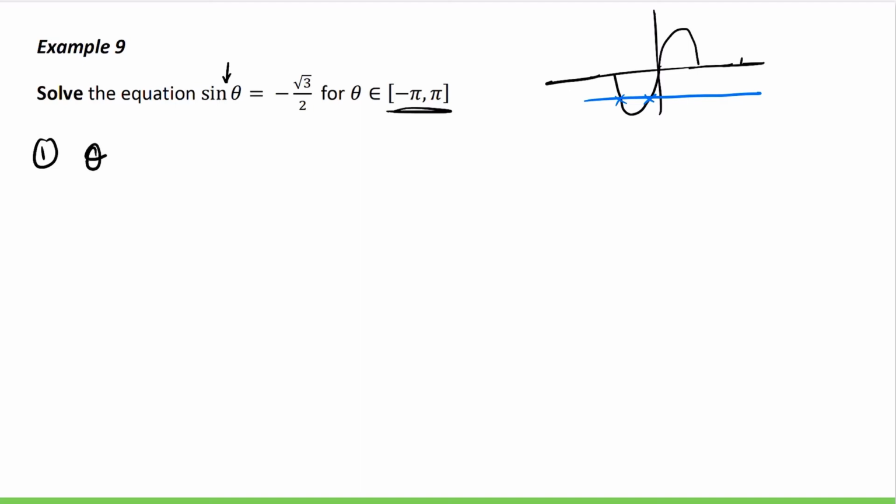The first one is our base angle. Now for our base angle, I'm going to take the sine over to the other side, and I'm going to ignore the negative for now. So sine of what gives me root 3 on 2? Well, that's going to be pi on 3. So that's my base angle.